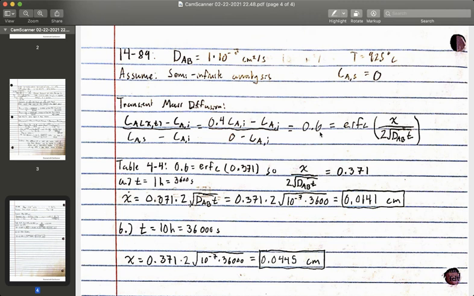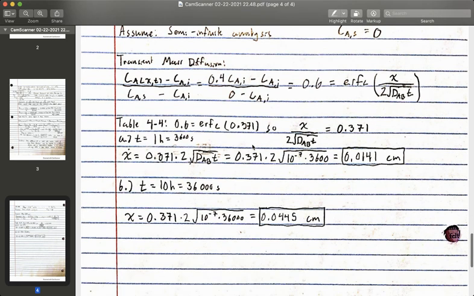And then we set the error function equal to 0.6. And once we have that, we can use table 4-4 with that to find the depth where that 40% initial concentration will occur at these different times. It's an hour for part A and 10 hours for part B. And so we will find, using that equation, that after an hour, 40% of the initial concentration will occur about 0.0141 centimeters in, and 10 hours in, it'll be about 0.0445 centimeters in.